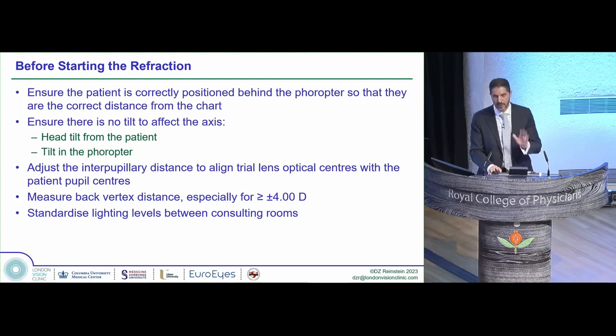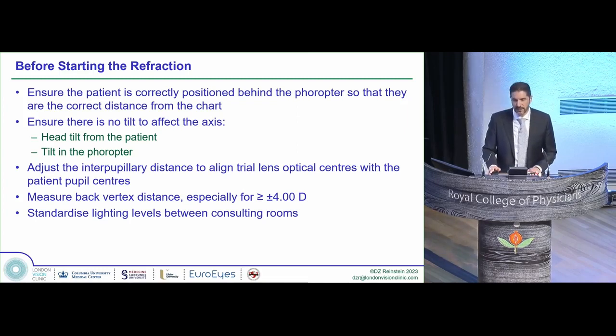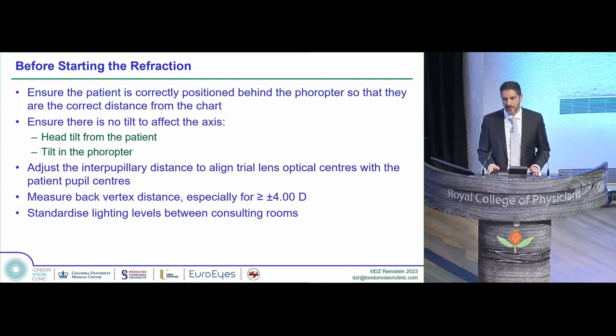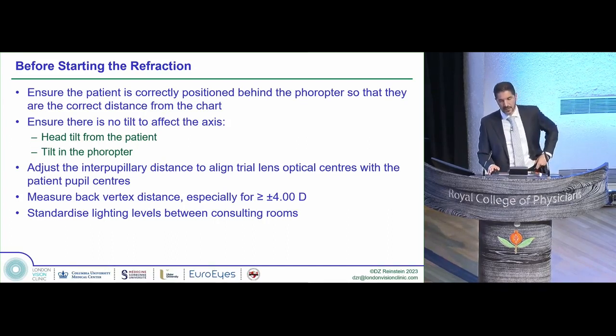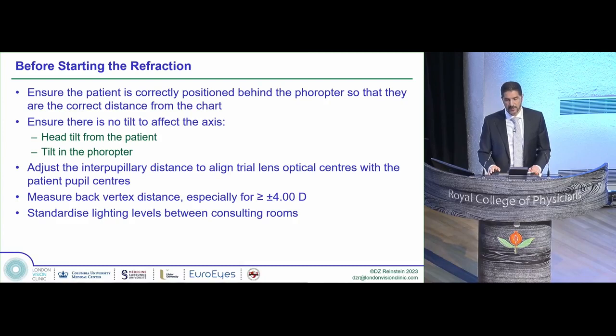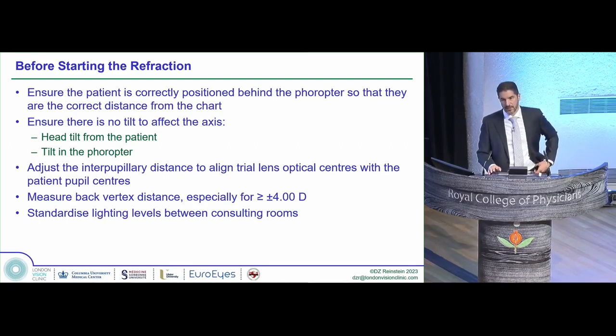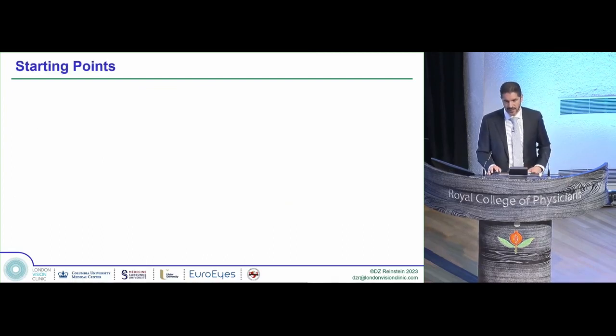So just a quick point before we start the refraction itself. This is basic stuff. Make sure they're correctly positioned, that there's no tilt, which could affect the axis of the cylinder. That's head tilt and phoropter tilt itself. Adjust the pupillary distance. Measure the back vertex distance. It's very good to record that, especially for the higher diopters, plus and minus. And then obviously standardized lighting.